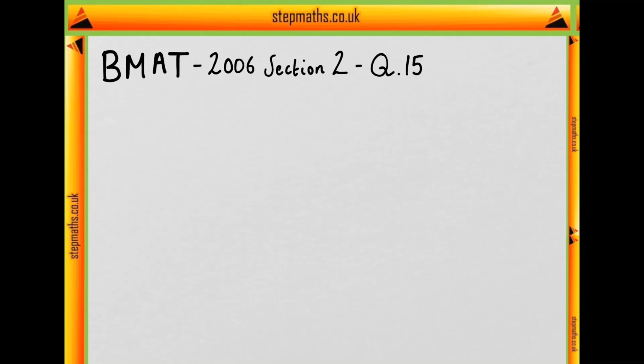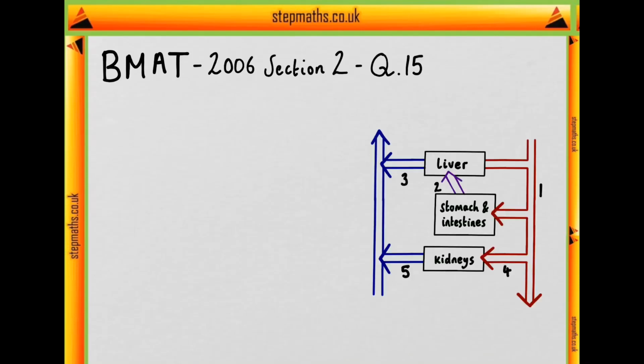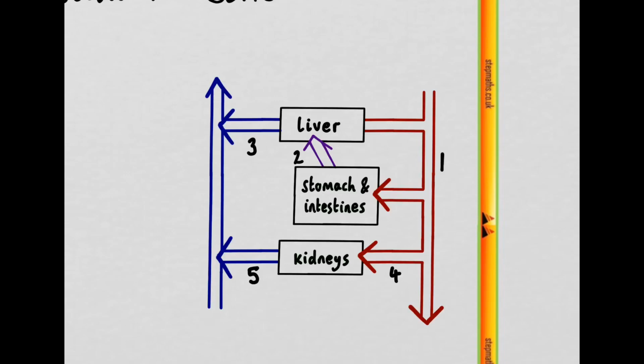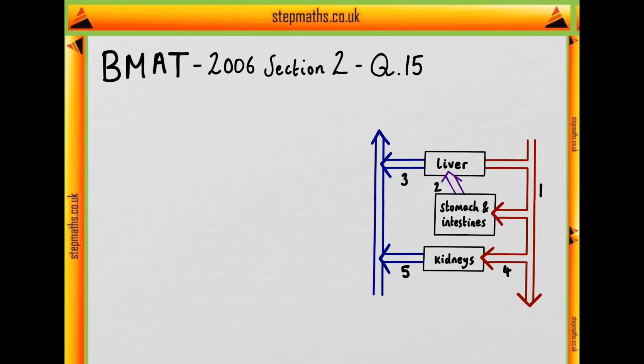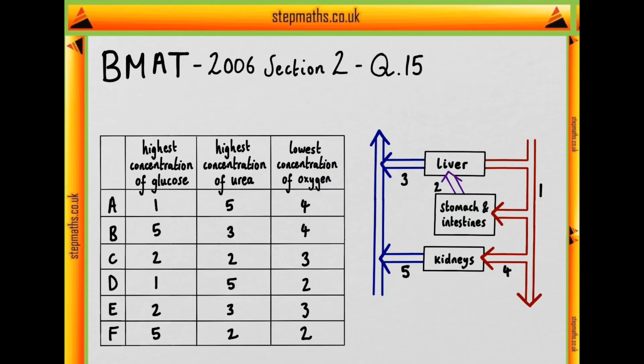In question 15, we're given the following diagram here, and we're told that it shows part of the circulatory system. So we can see we have the liver, stomach and intestines, and kidney as the main organs here. We have blood pathways going into them, blood pathways going out, and some labels on various blood vessels from 1 to 5.